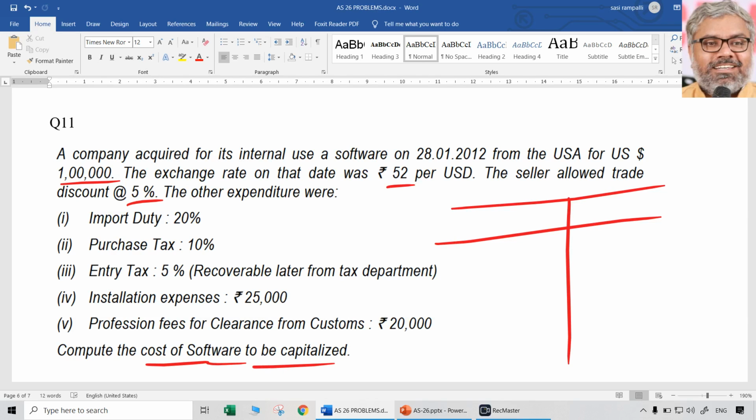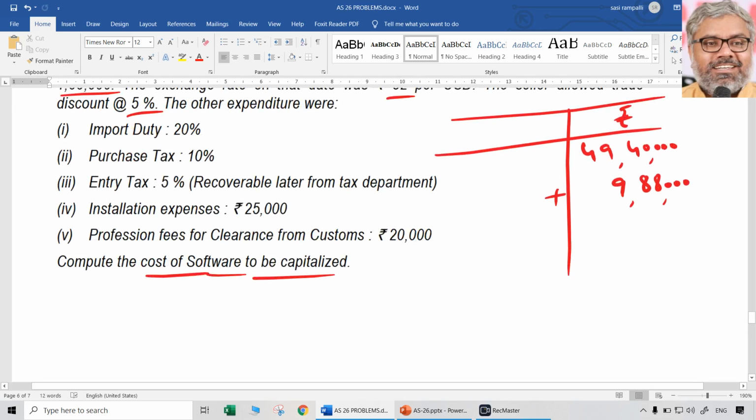First of all, $1 lakh original purchase cost minus 5% trade discount means that is only $95,000. $95,000 multiplied with 52 rupees means 49,40,000 rupees is the original purchase cost in rupees. 49,40,000. Then add import duty. Import duty how much? 20% of that means 9,88,000 should be added. Yes, it should be.